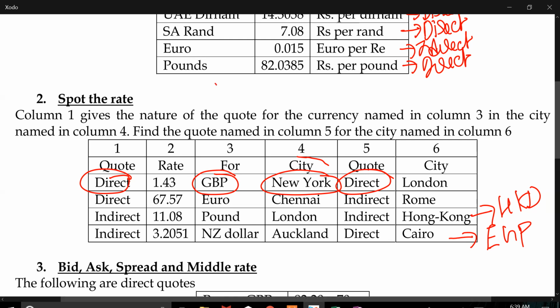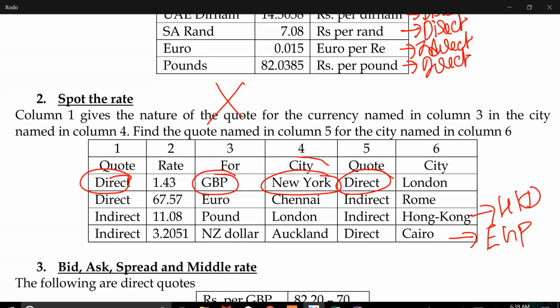Column 3 is an irrelevant column, to make it simple. It doesn't make any sense. It is not going to help you in any way. The only thing it does is make it a little simpler by telling you one currency name. You find the second currency name on your own and then interpret it. Column 3 is of no use in this question.